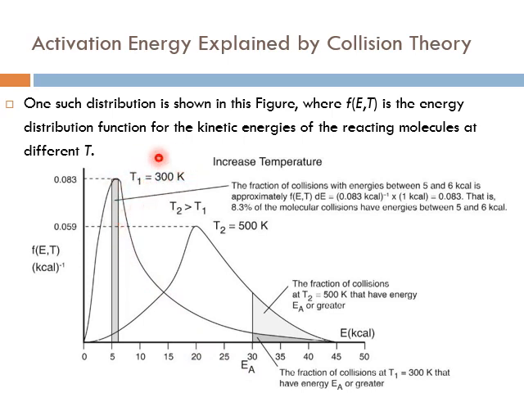So if the system was at 300 Kelvin, the portion of the molecules who have energy 30 kilocalorie and above is only this portion. However, when I increase the temperature of the system to 500 Kelvin, this portion increases. As you can see, the area under the curve is much higher now. So this is the fraction of collisions at T2, 500 Kelvin, that have energy equal to 30 kilocalorie or greater. So now you can understand the relationship between temperature and the possibility of having a reaction.